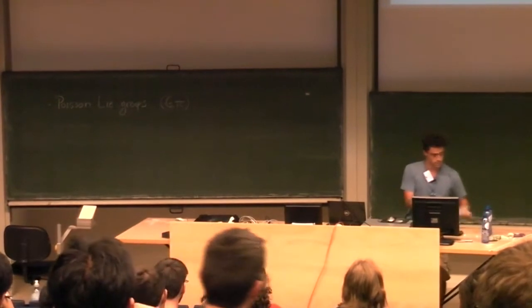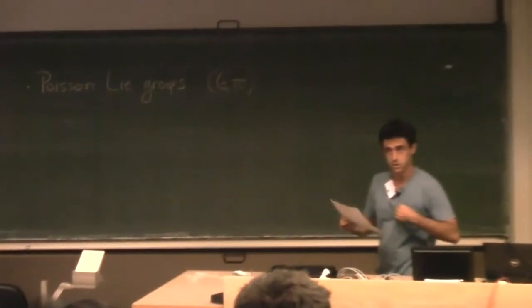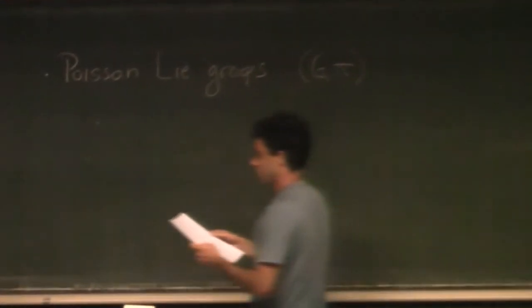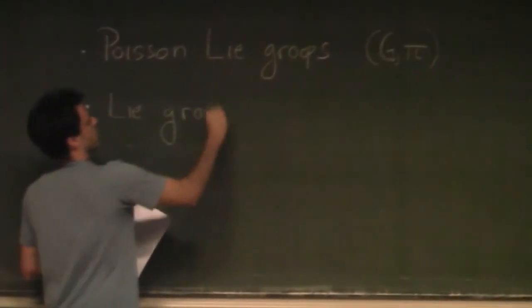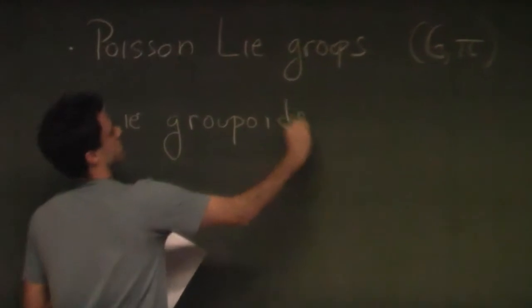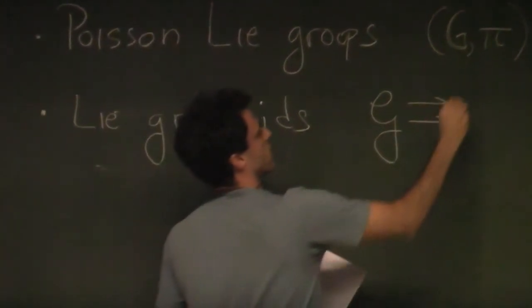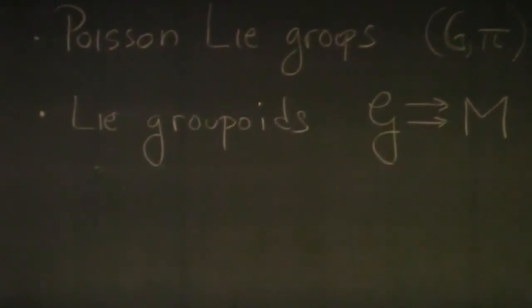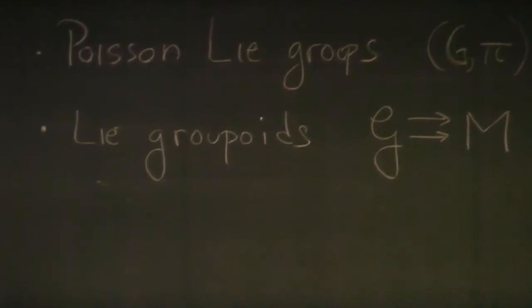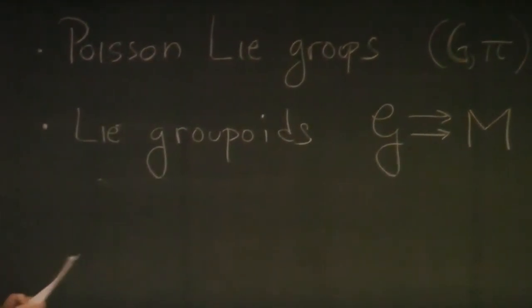Okay, and then the second object that we discussed was a Lie groupoid. So the notation was something like this. This was basically a group-like object, a manifold with a partially defined multiplication with certain properties, and we gave some examples.